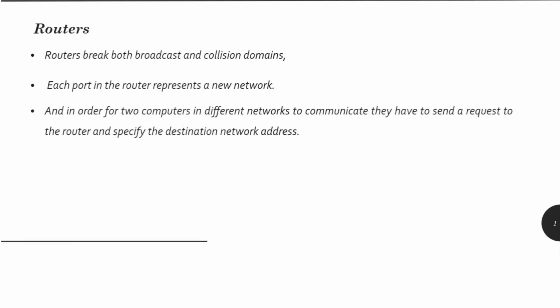And then in order for two computers in different networks to communicate, they have to send a request to the router and specify the destination network address. So not only do computers have their own proper addresses, but even the network has its own specific address. And we will talk about the types of addresses and how they work in detail in a minute. So there is no such thing as a broadcast request to another network. And this is really useful in that it limits broadcast messages and it increases the bandwidth.